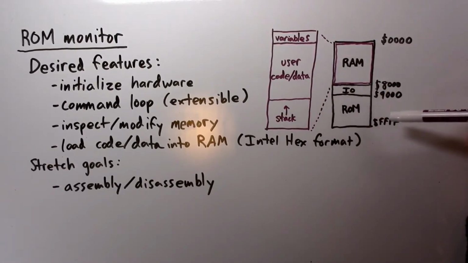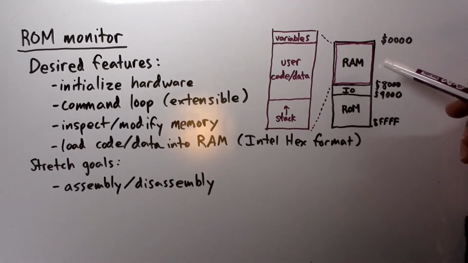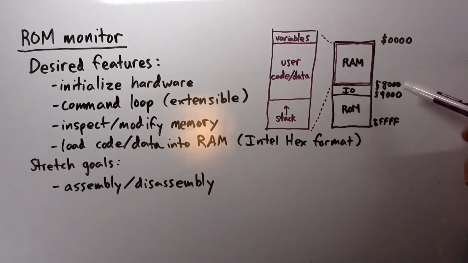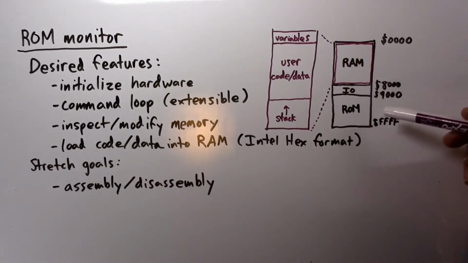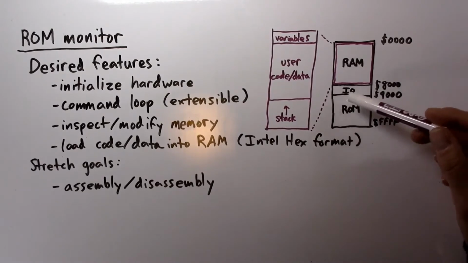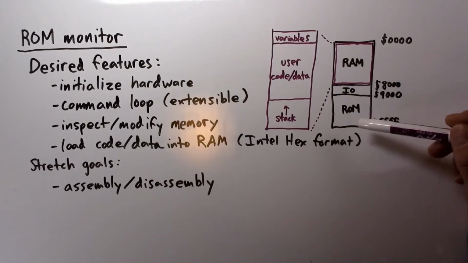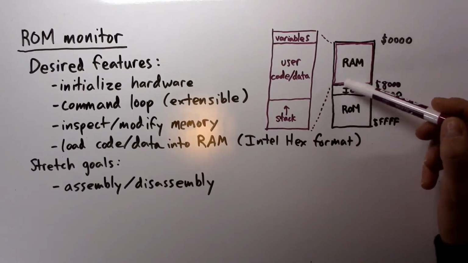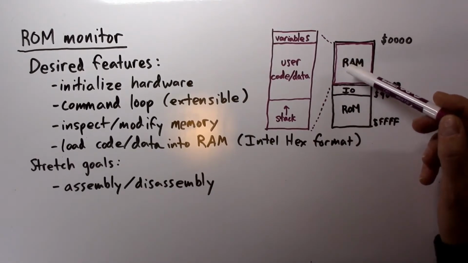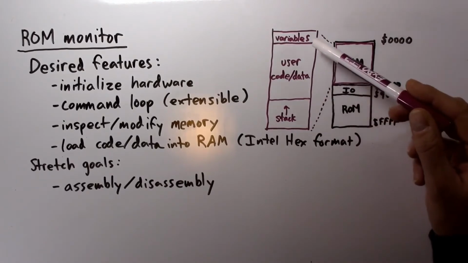So here is the memory map of the system. Low 32K is RAM, then there's 4K of I/O space, and then the remainder of the address space is ROM. So the ROM monitor obviously is loaded into this ROM section. If we expand the RAM section of the memory map, here's roughly what it will look like.